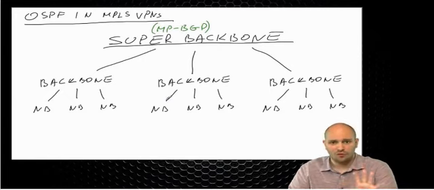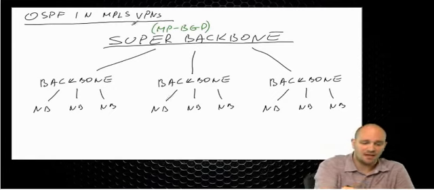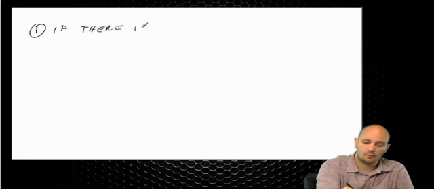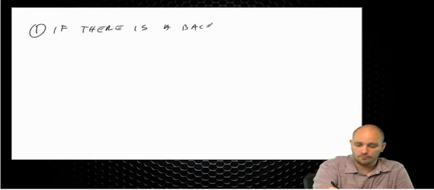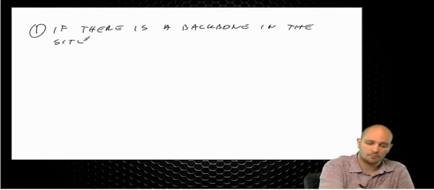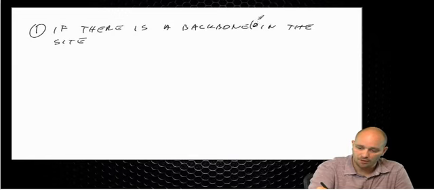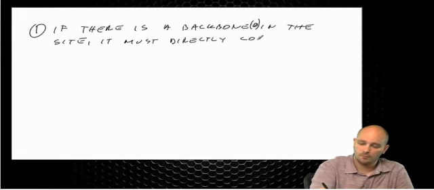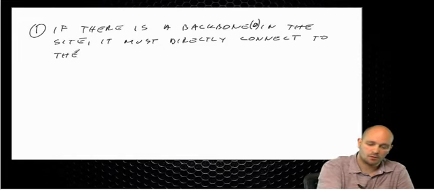Now, the rules of hierarchy for OSPF in MPLS VPN are: if there is a backbone in the site, so by backbone here I mean area 0, it must directly connect to the super backbone.